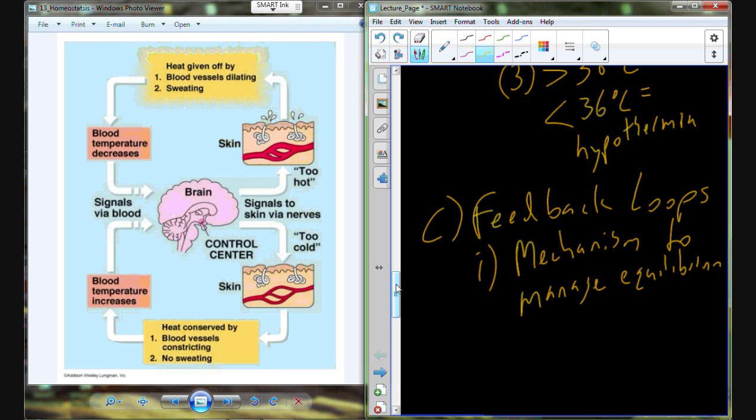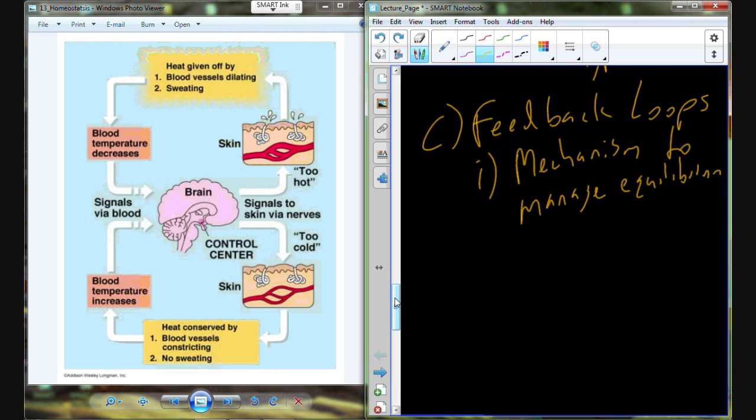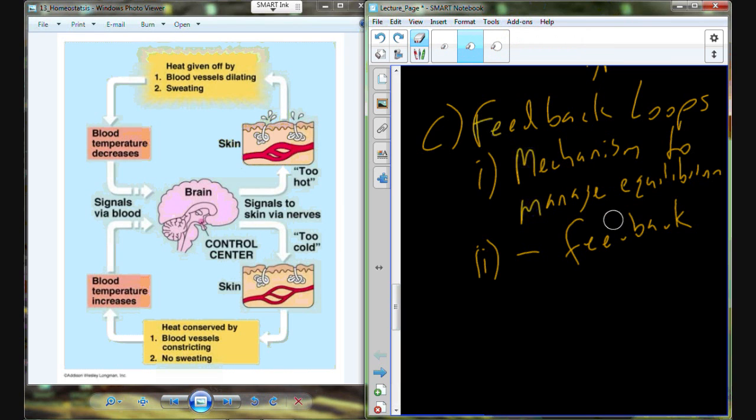Okay? Now, there really are two flavors of feedback loops. Anyone happen to know what they are? Someone want to impress me? Yes. So we have negative feedback and we have positive feedback.